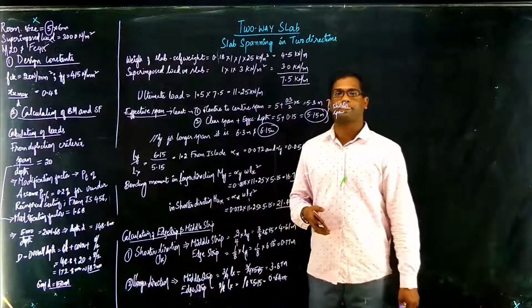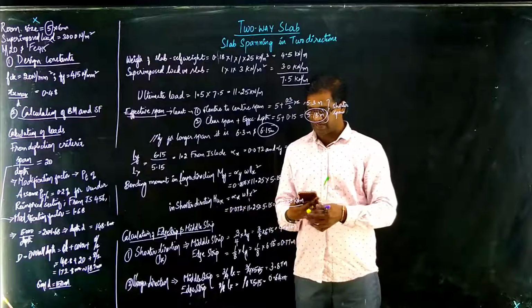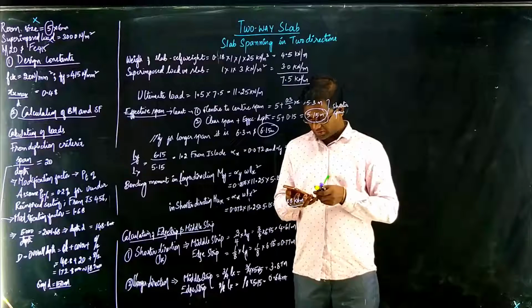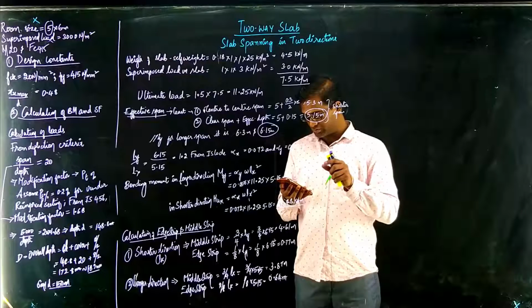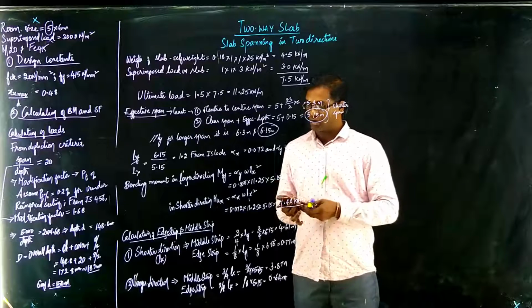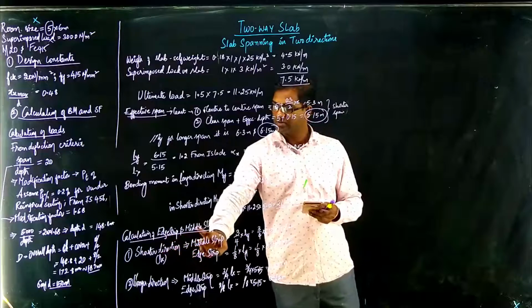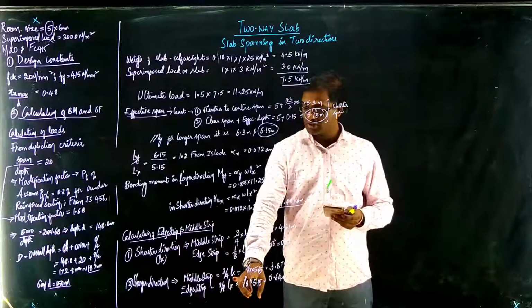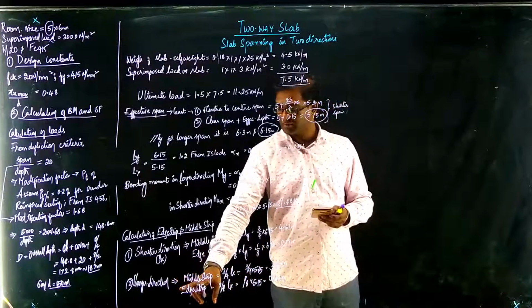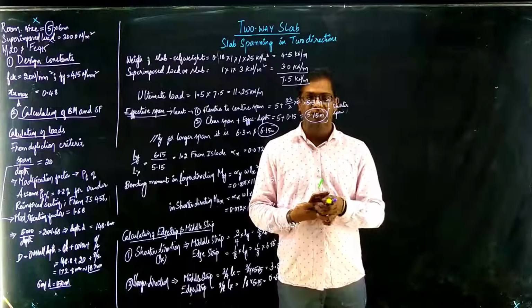Now, after calculating the middle strips and end strips, you need to remember that you have to take the longer span in order to calculate the middle strip and end strip along short direction. You have to take shorter span when you are calculating middle and end strip in longer direction. This is stipulated in IS code, right?